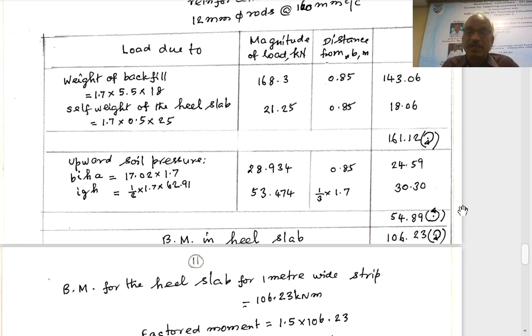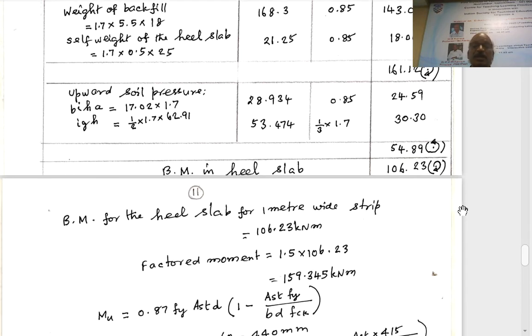So clockwise moment minus anti-clockwise moment will give you the net moment equal to 106.23 kilonewton meter. This 106 kilonewton meter, after multiplying by the partial safety factor, becomes 159.345.